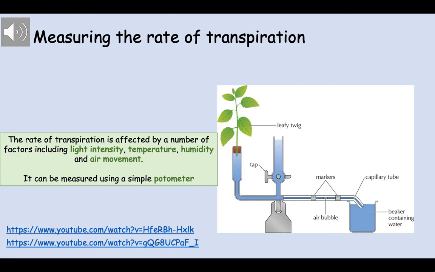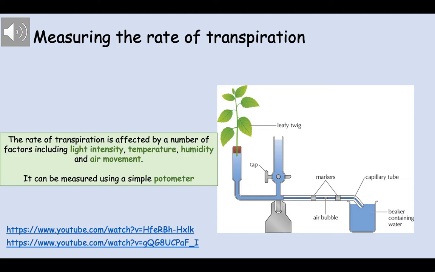So lastly, we have looked at what transpiration is. It's the movement of water and mineral ions through the plant. It takes place in the xylem tissues. It takes place in one direction from the roots to the leaves.